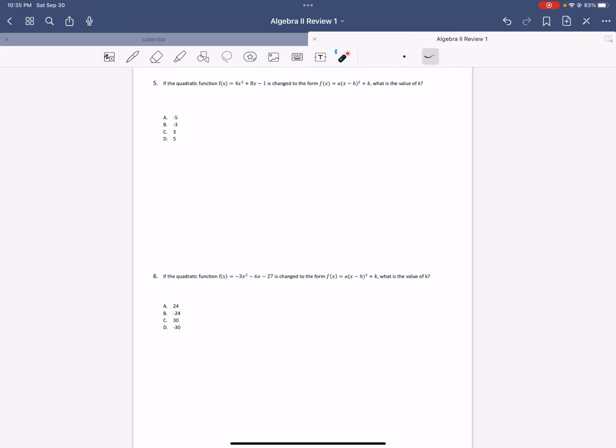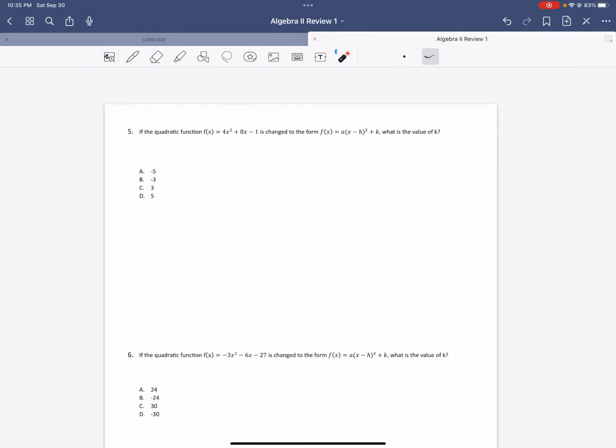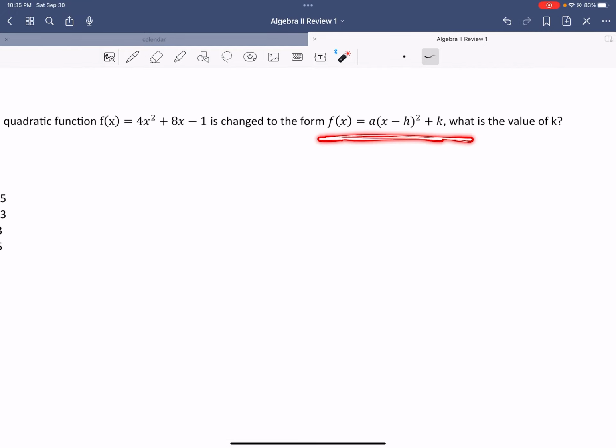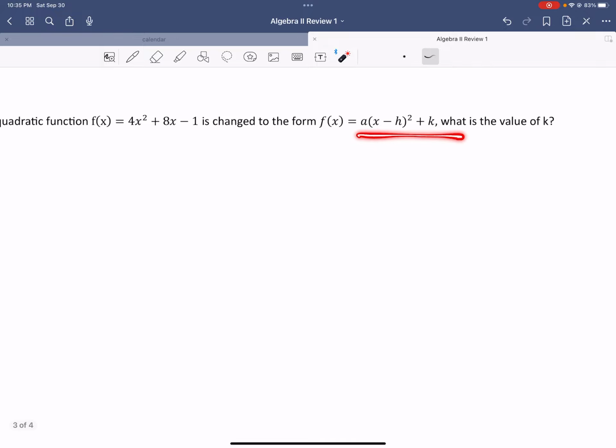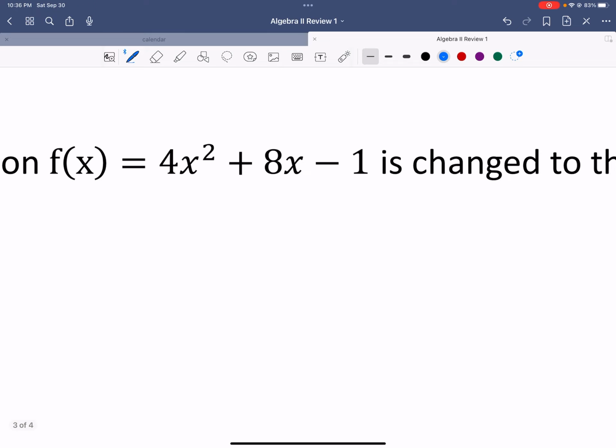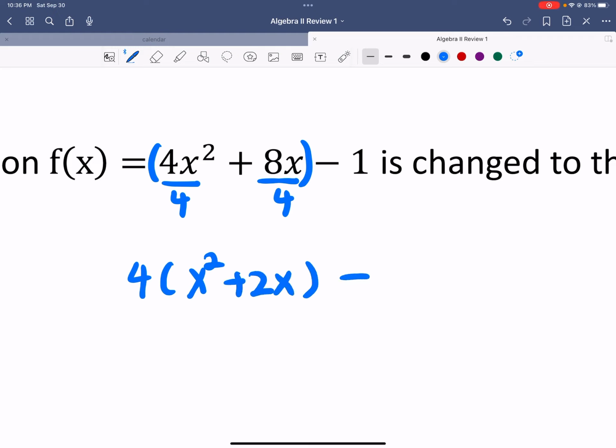Now let's look at question number 5. I'm not going to go over question number 6, but for question number 4, it says you're going to change it to this form, and what's the value of k? So remember, that's vertex form. We want to change this standard form into this vertex form, and you want to look for the last number. It's very easy. So step number 1: set up parentheses and factor out our a, which means the number in front of x squared. So you're going to get x squared plus 2x minus 1.